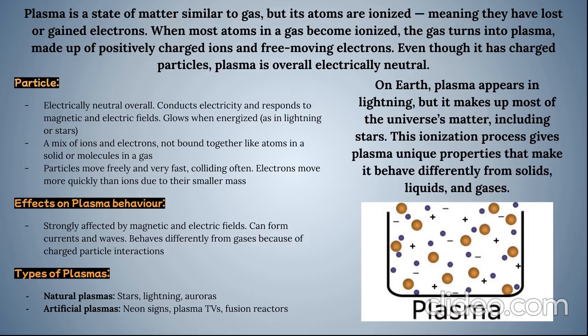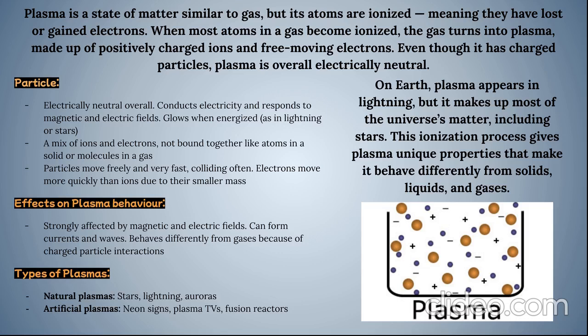Plasma is a state of matter made up of a mix of ions and electrons that are not bound together like atoms in a solid or molecules in a gas. It is electrically neutral overall but conducts electricity and responds strongly to magnetic and electric fields. When energized, plasma glows, seen in lightning, stars, and neon lights.